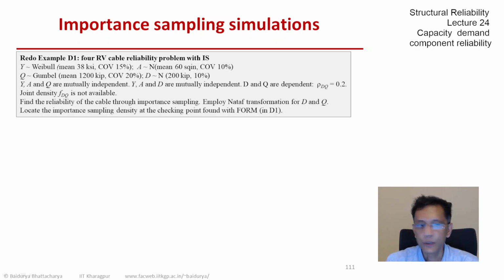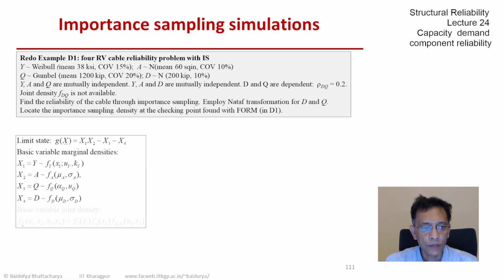Okay, so this is our limit state. It's x1, x2 minus x3 minus x4. We have seen this several times already. And then the individual random variables are distributed as you see, fy, fa, fq, and fd for x1, x2, x3, and x4 respectively.